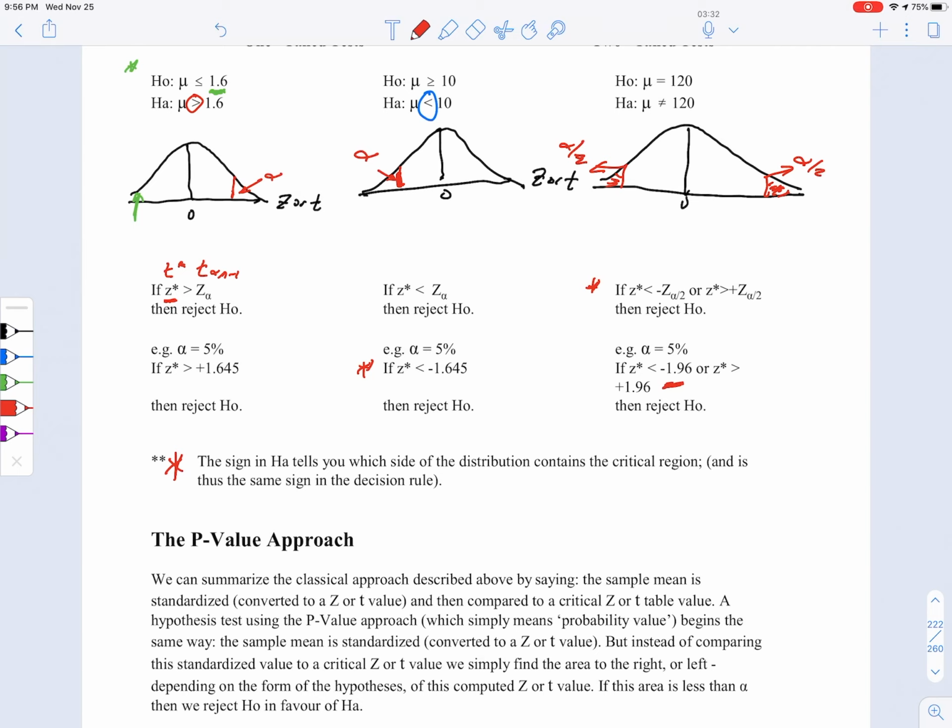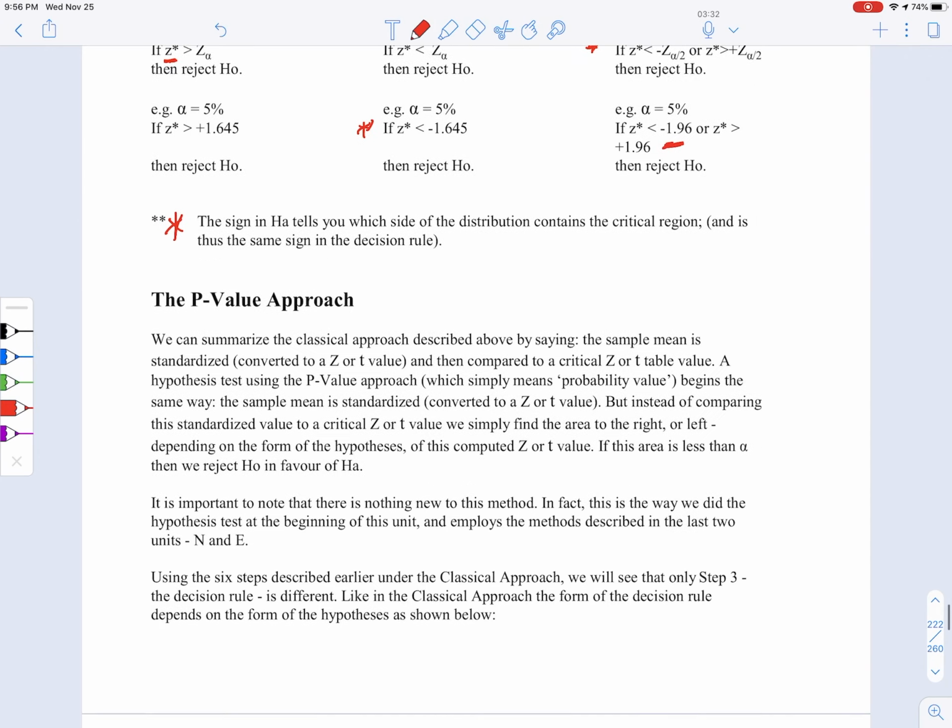So here's the thing to remember. The sign of HA tells you which side of the distribution contains the critical region. So it's like an arrow that either points up or down, or if it's not equal to, then you split the alpha.